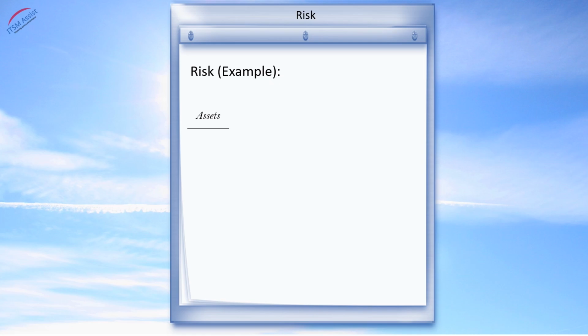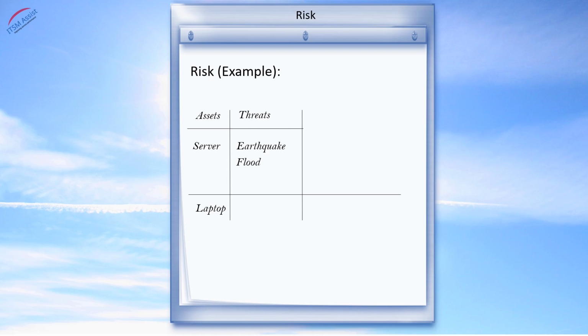Okay, let's identify a server as one asset and the laptop as another asset. So we have identified two assets. We now need to identify potential threats which these assets are exposed to. Okay, so let's say that the server is exposed to an earthquake, a flood, and a power failure. And let's say that the laptop is exposed to spilling coffee. We now have identified a number of threats which these assets are exposed to.